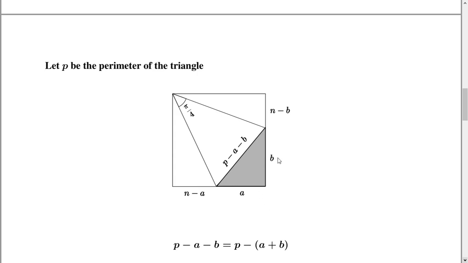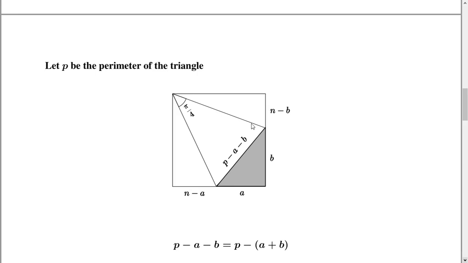Now to do that, we can't transform this triangle here because we don't know anything about the sides of this triangle. But what we can do is, we can bring these two segments together. What happens when these two are brought together? The length becomes n minus b plus n minus a, which is 2n minus a plus b. Right?